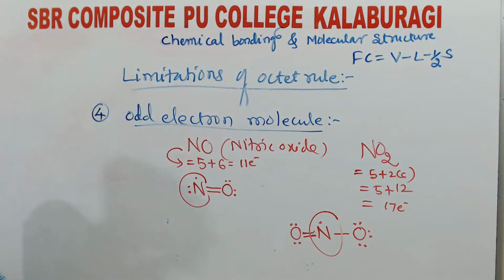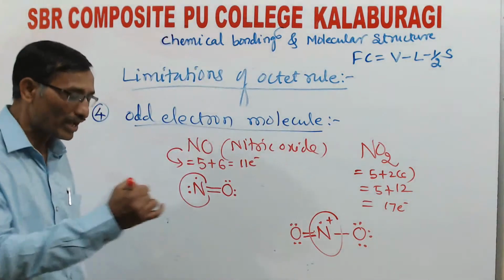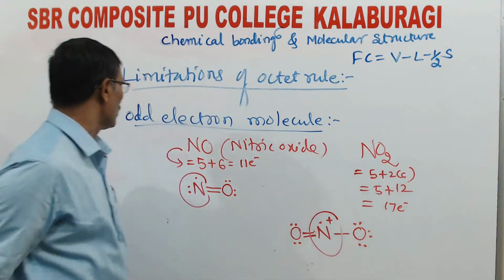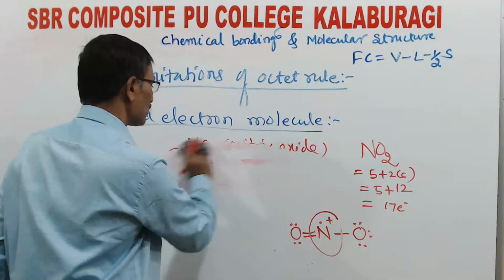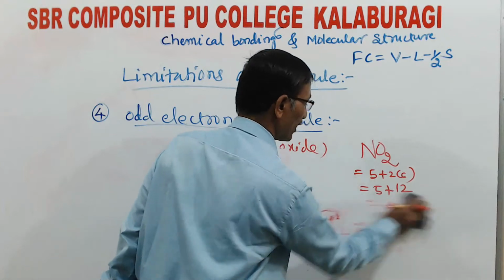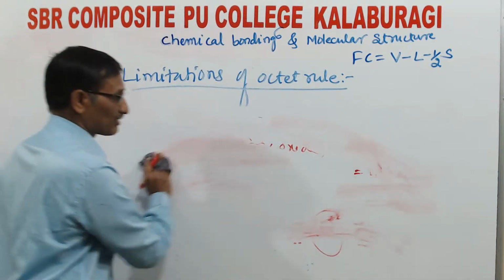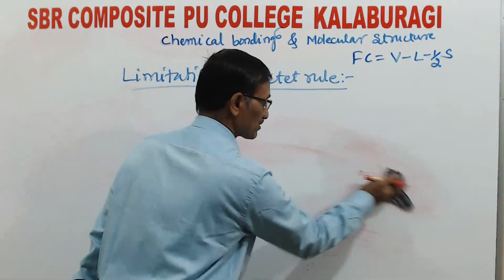Therefore, here you can also see some charge that will be written on the nitrogen atom. Why? I will tell you after explaining the coordinate bond. So these molecules are also stable. That means the octet rule is not universal. Apart from that, a few more limitations are there. Now I will explain them one by one, and I will stop at this stage.